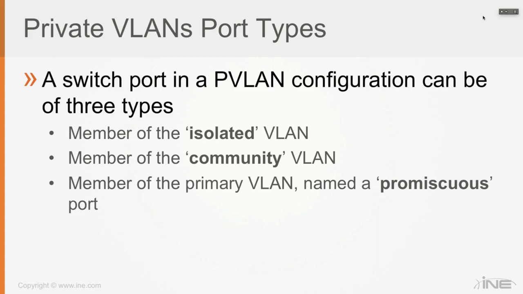So a switch port in a private VLAN configuration can be of three types. It can be a member of the isolated VLAN, a member of the community VLAN, or a member of the primary VLAN, which means it is going to be named the promiscuous port. I'm going to explain what those terms mean. They all make sense once you understand how it works.